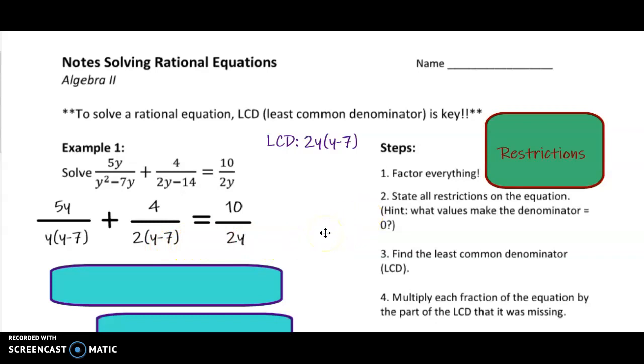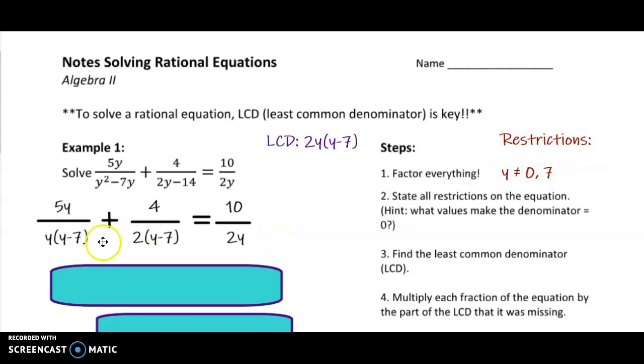Now, you always want to think about your restrictions, because when you solve the equation, if your answer is part of the restrictions, then that's not actually an answer. It's called an extraneous solution because it makes your equation have a 0 in the denominator, which is not possible in math. So I look at my denominators and find out what would make any of them 0, and those are my restrictions. In this case, those restrictions are 0, because if I set y equal to 0, I get 0, and 7, because if I set y minus 7 equal to 0, I get 7.